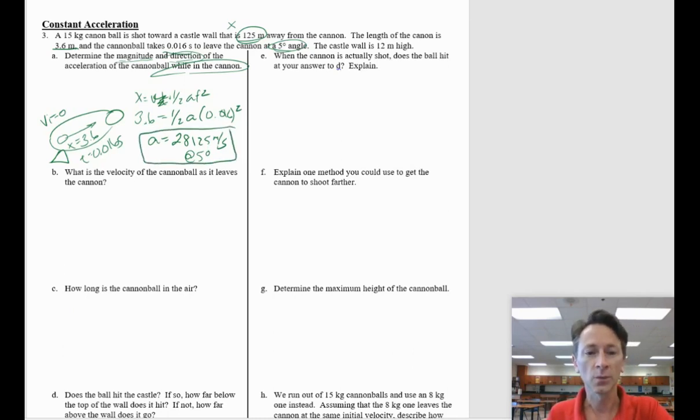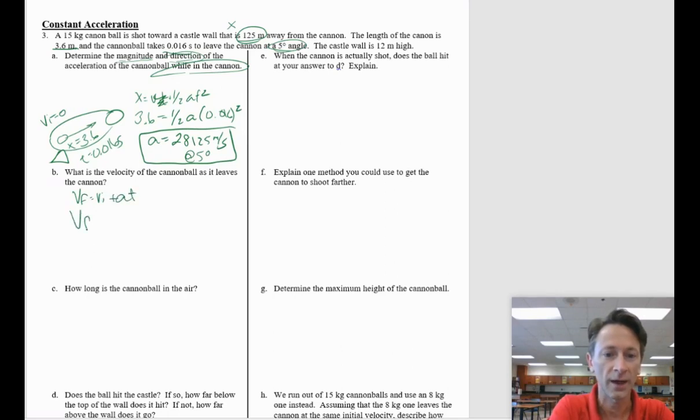because it can only accelerate in the same direction as the force that's acting on it. So what is the velocity of the cannonball as it leaves the cannon? Now we're looking for that final velocity. We can use either one of the other two kinematic equations. My preference would probably be not to use the squared one. So v_f equals v_i plus at. I'm looking for that final velocity. The initial velocity was 0. The acceleration is the 28,125, and it accelerates for that 0.016 seconds. So the final velocity as the cannonball leaves the cannon is going to be 450 meters per second.